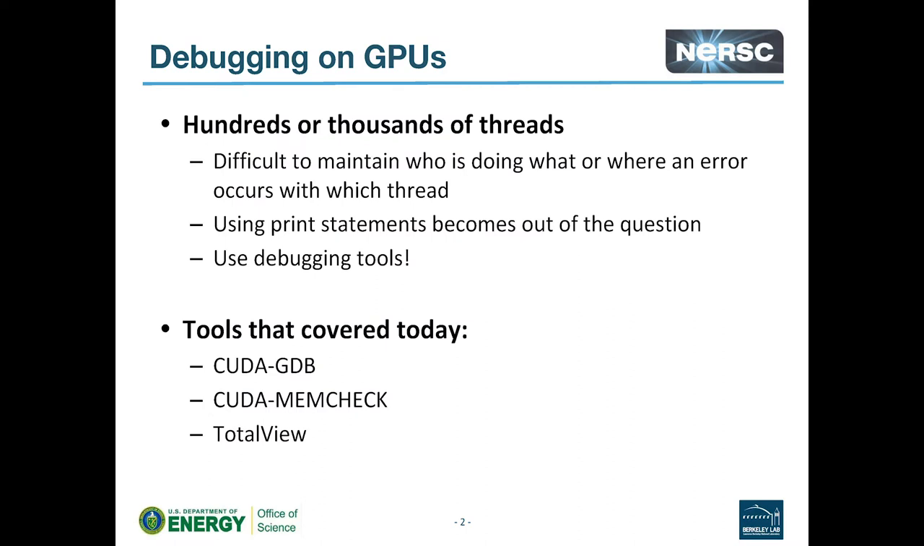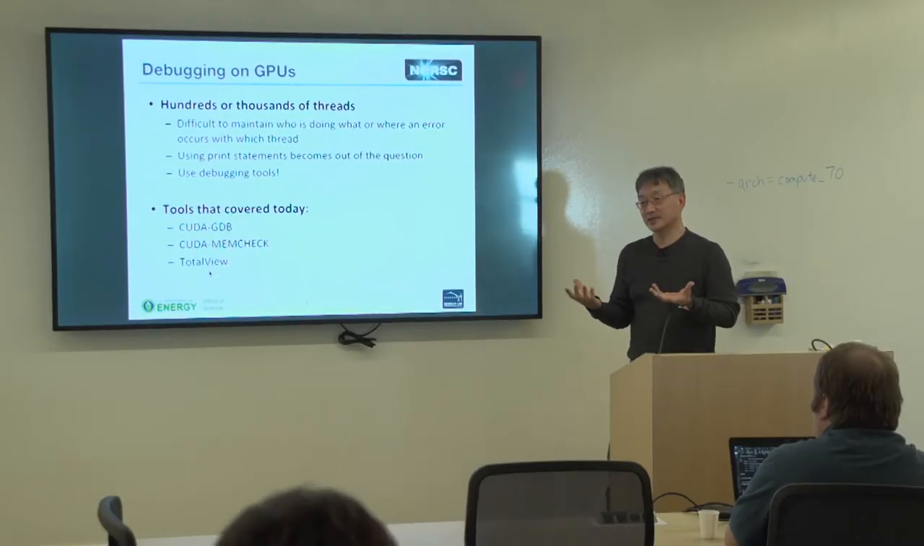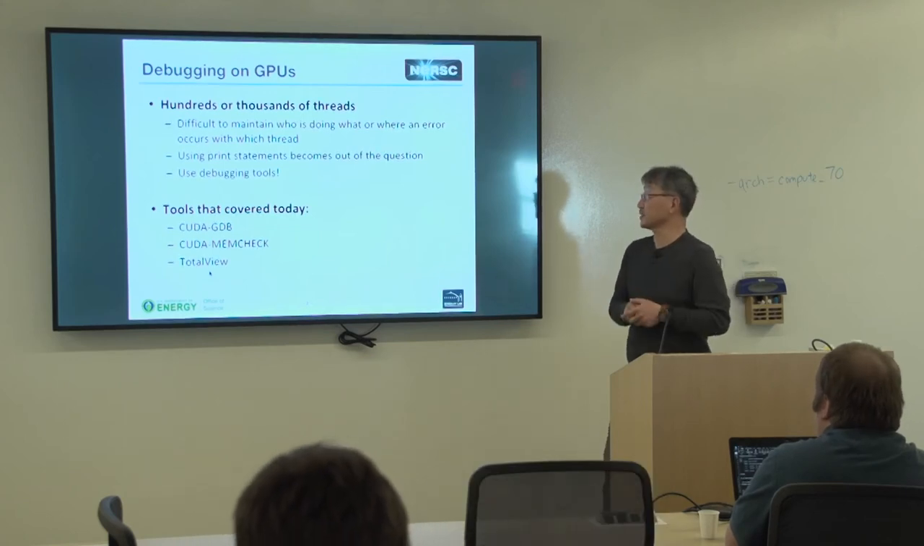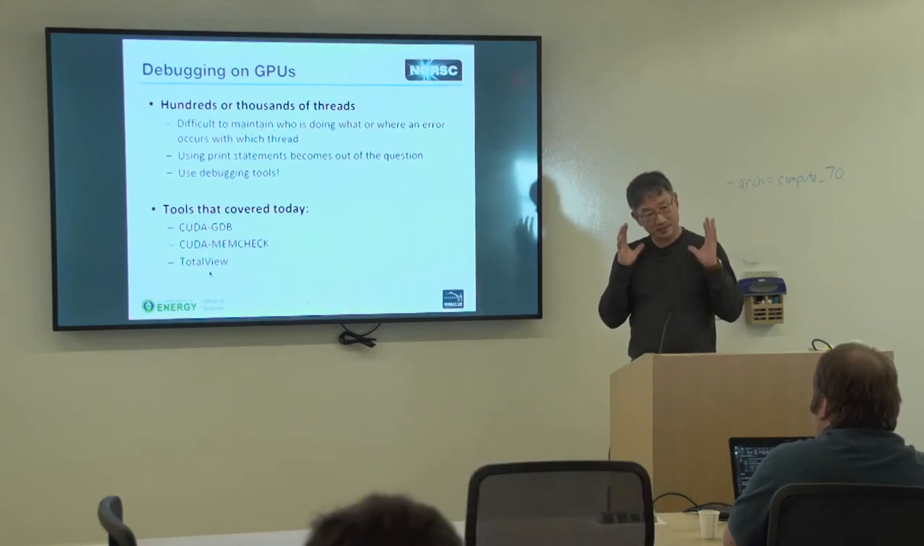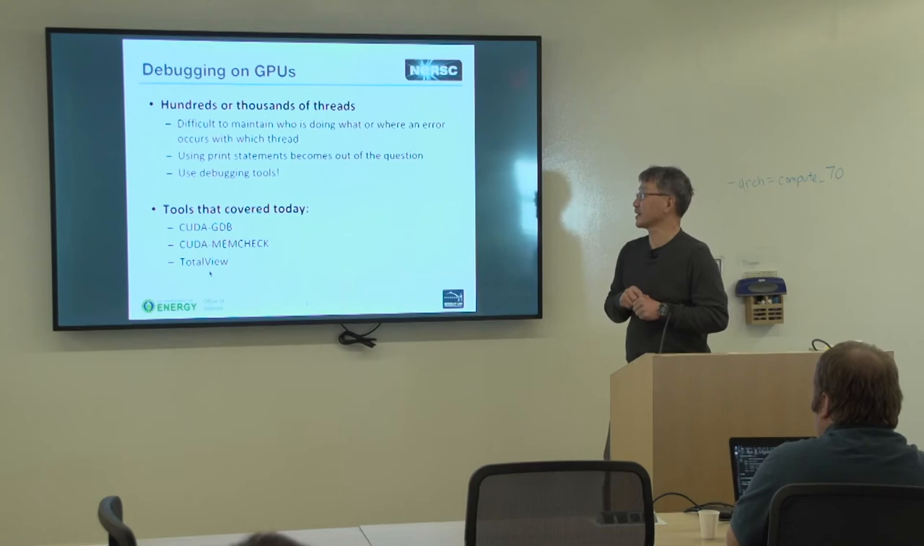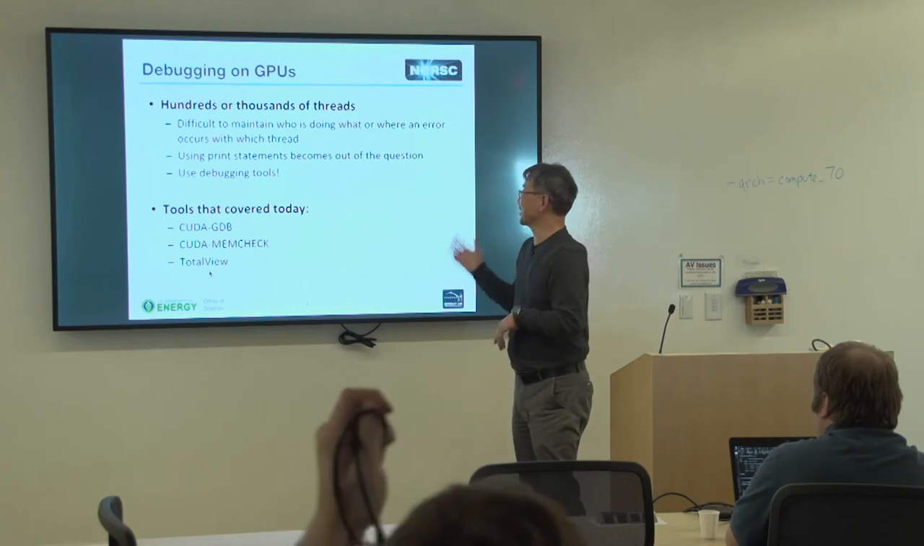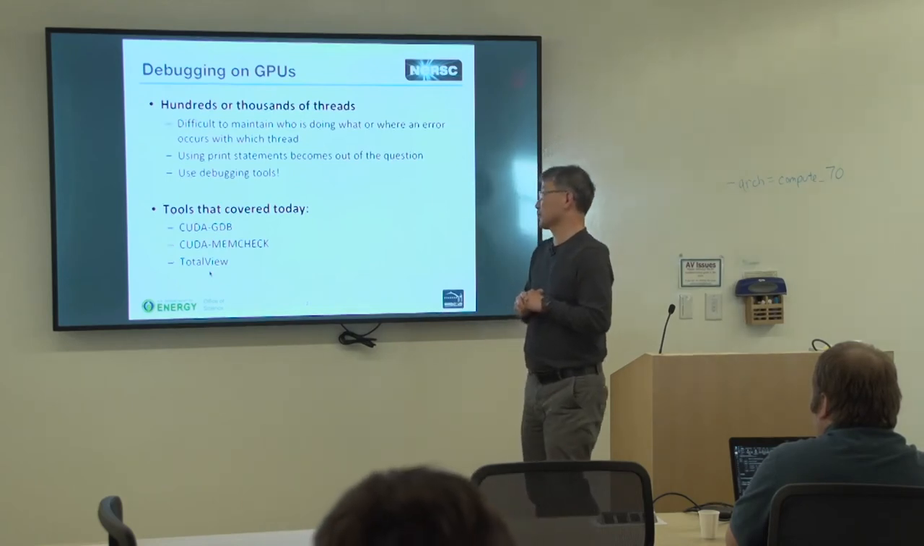So maybe I'm severely underestimating the number of threads here, but I can count only up to 1,000. The problem is that we are running a lot of threads, so it's very difficult to know who is doing what, and when an error occurs, where it occurs. In the old days, the very good tool of using print statements is not going to work here. I used print statements a lot for my thesis project, but it did not work. So you have to use debugging tools.